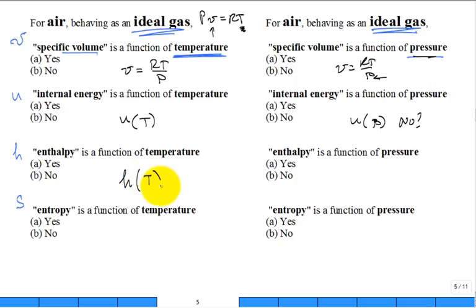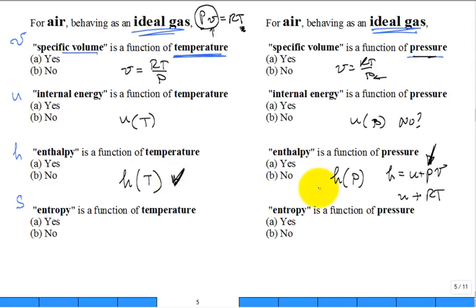Yeah. Is H a function of pressure? A lot of students will say, well, H is equal to U plus PV, and right there is pressure. It must be a function of pressure for an ideal gas. But PV is equal to RT. And is R or T a function of pressure? No, not really. And so U is a function of temperature only. RT is a function of temperature only, and so H is a function of temperature only. Enthalpy is not a function of temperature and pressure. It's only a function of temperature.